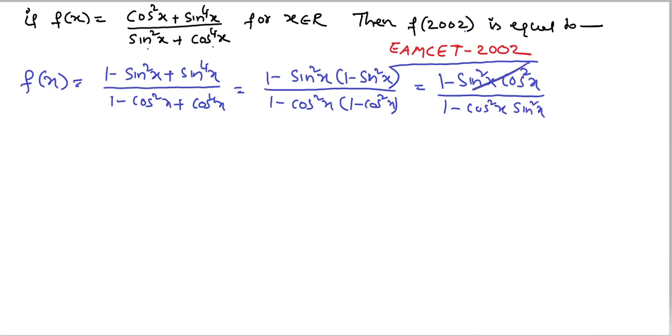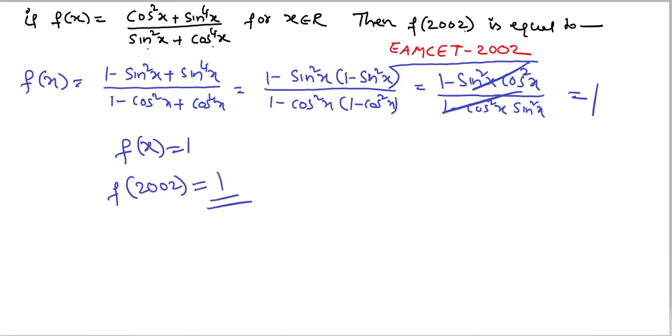Later the denominator is the same, so cancel. Therefore f of x is equal to 1. Substituting x is equal to 2002, f of 2002 is equal to 1.